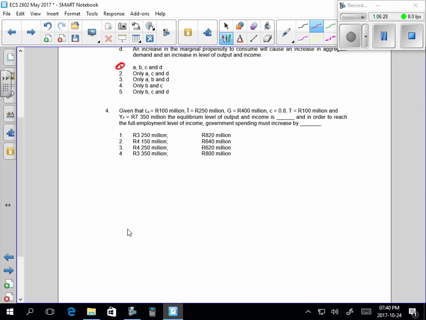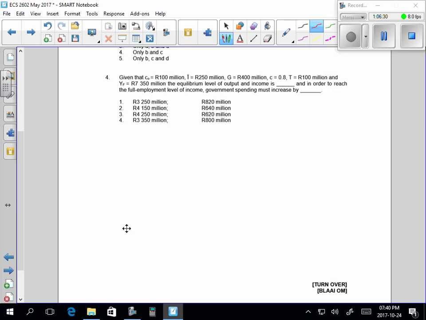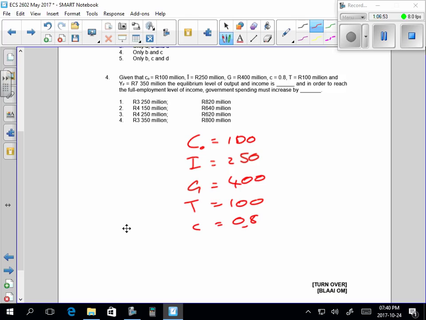Right, question 4. Okay, this is definitely going to come up in your exam. You get given the following variables. Your autonomous consumption is 100 million. Your investment is 250. Government is 400. Taxation 100. MPC is 0.8. And your output and income at full employment is 7,350. Okay.